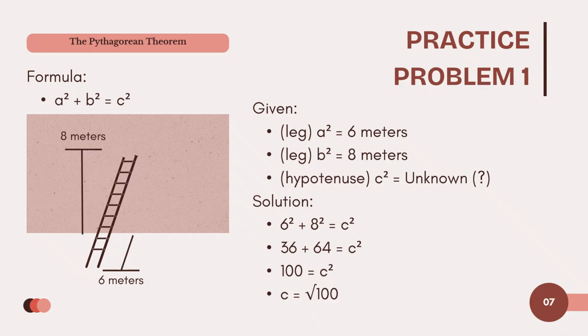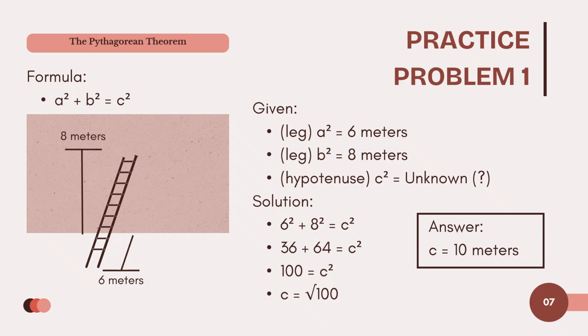And the square root of 100 is equal to 10. So our final answer is C is equal to 10 meters. Therefore, the height of the ladder is equal to 10 meters. This shows how the Pythagorean theorem helps us find the missing side of a right triangle easily and accurately.